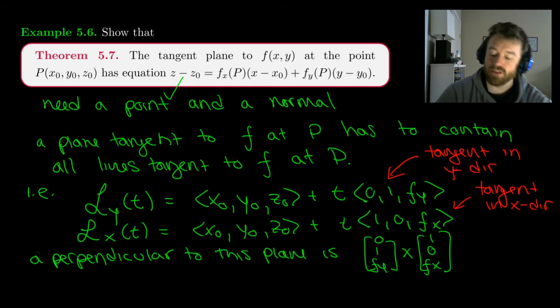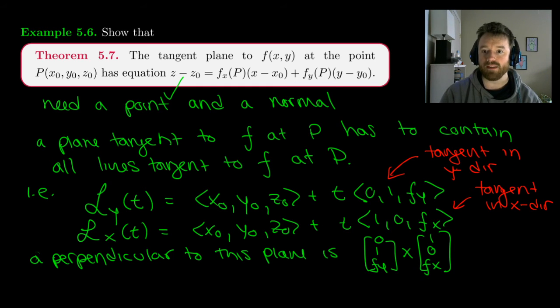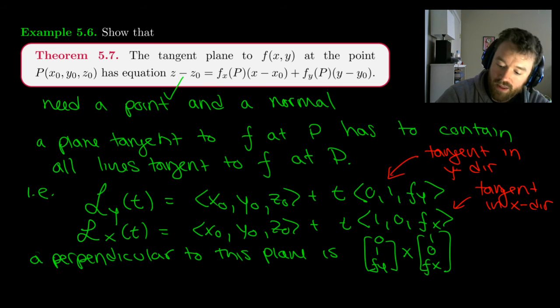If I take two vectors and I find their cross product, I get something that's perpendicular to both of them. And since I'm looking for a normal to this plane, something that's perpendicular to this plane, and I know that it contains the vectors 0, 1, fy and 1, 0, fx, then the normal will have to be their cross product. And so in this case, the normal is fx, fy, negative 1.